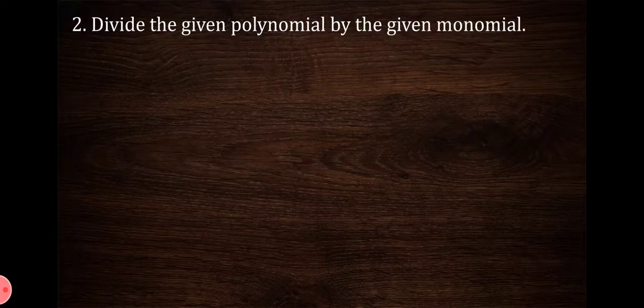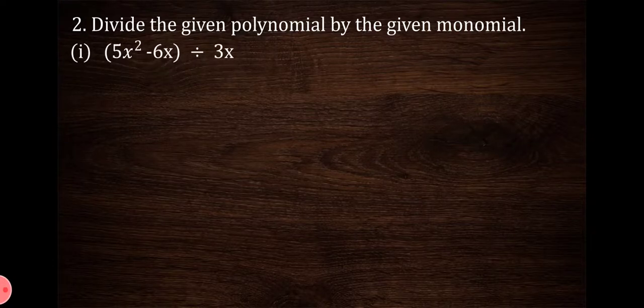Next question number 2. Divide the given polynomial by the given monomial. Now here we have to divide polynomial by monomial. Solution for number 1. 5x square minus 6x divided by 3x. First we write in the fraction form, that is equal to 5x square minus 6x upon 3x.